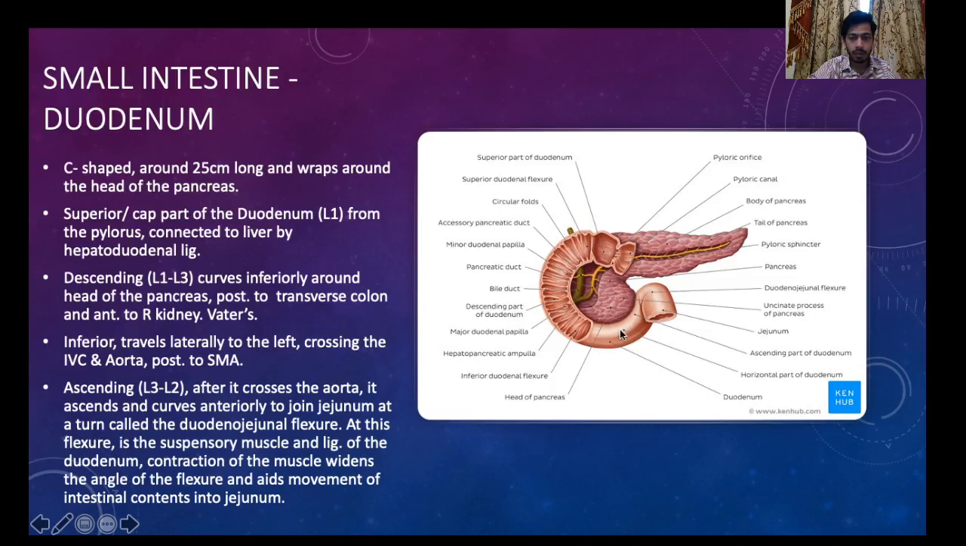And then the inferior part, the third part, travels laterally to the left, and it crosses the inferior vena cava and the aorta, which will be posterior. And it's also posterior to the superior mesenteric artery, which is an important landmark when it comes to operations.